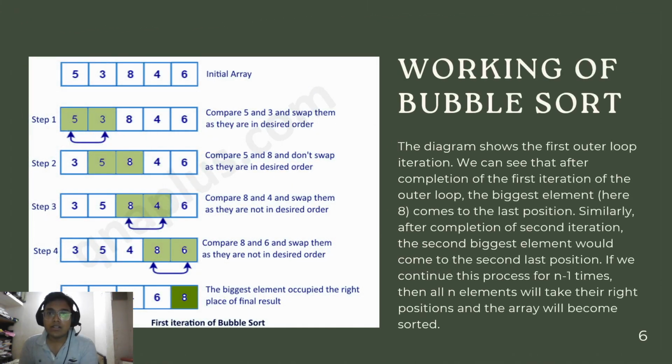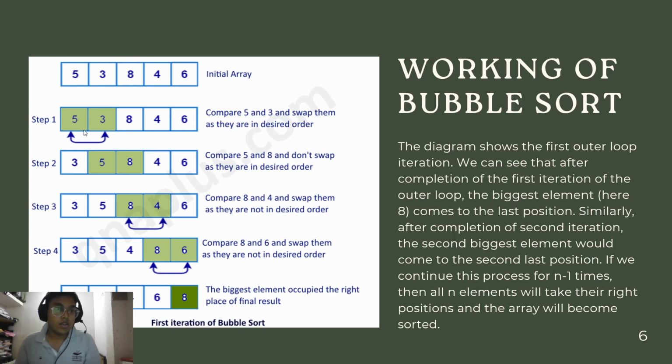Now we will see how it works. We have an initial array which is 5 3 8 4 6, at the indexes 0 1 2 3 4. We'll see one iteration. The diagram shows that after the completion of the first iteration of the outer loop, the biggest element, 8, comes to the last position. How is it done? I'll explain it to you here.